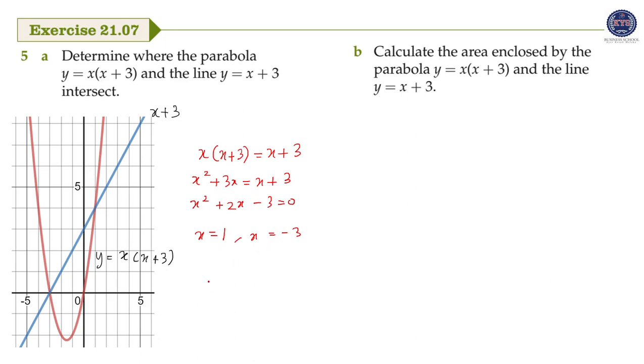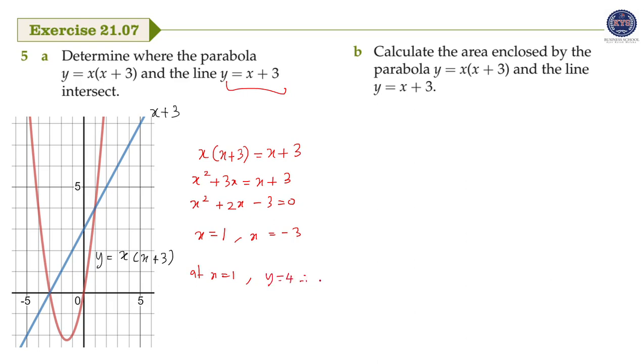So since they asked to determine where the line intersects, actually they asked to find the point. So at x equal to 1, substitute into this one. So 1 plus 3 is equal to 4. y equal to 4.